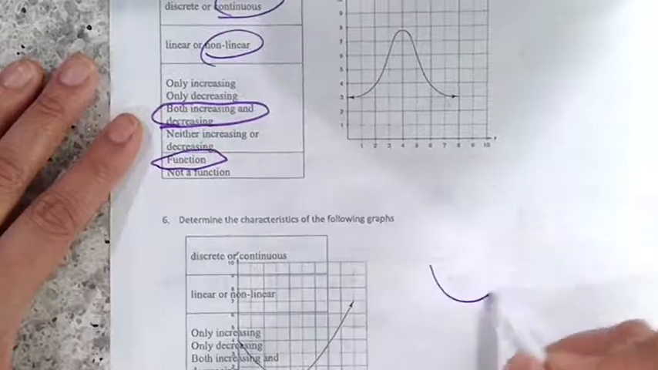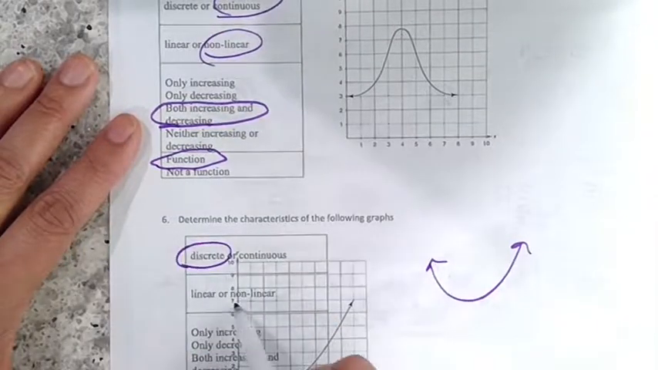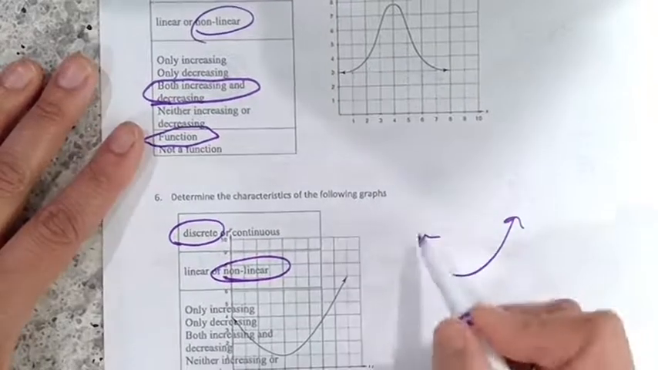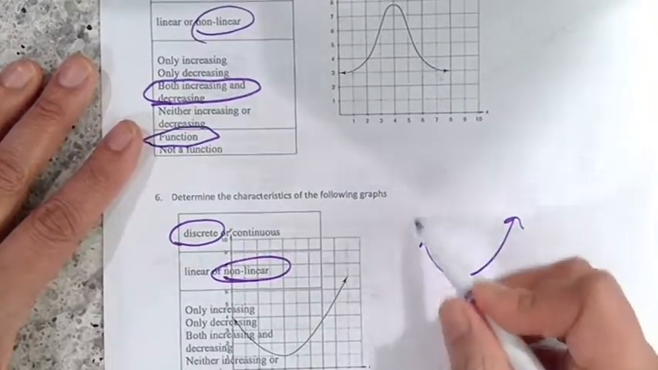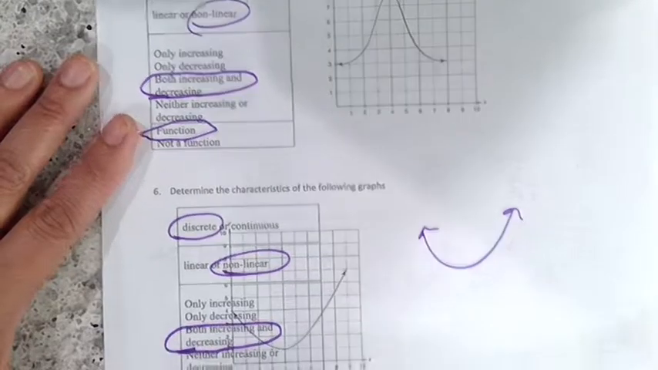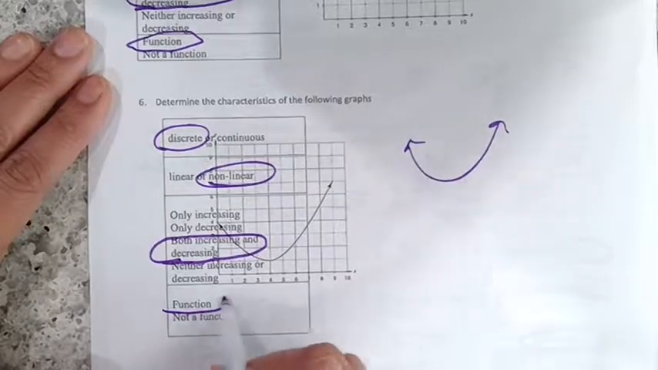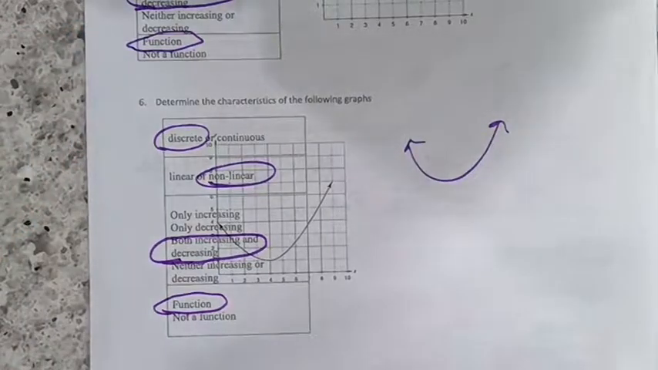This one's kind of hard to see, the graph overlap. So this is discrete. It is non-linear. It is both increasing and decreasing. If this was a roller coaster, you'd be going down and up. So both increasing and decreasing. And if you were to draw a vertical line through any part of that graph, it would only intersect at one point. It is a function.